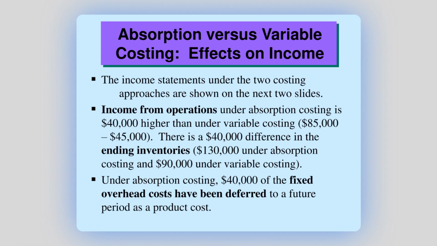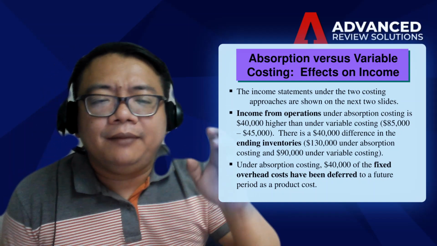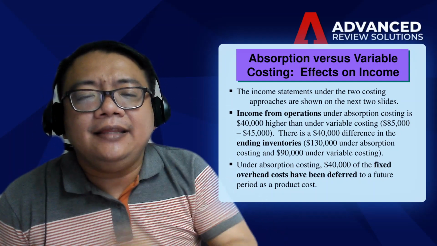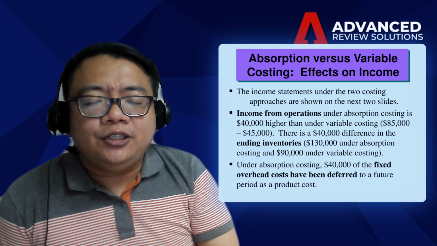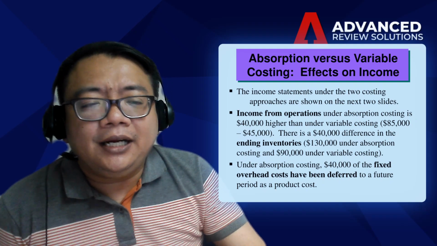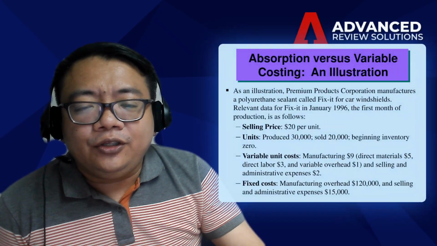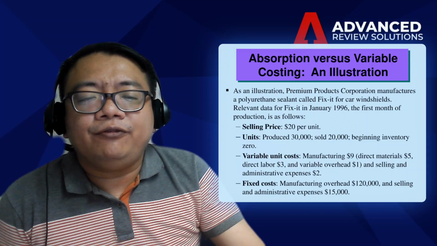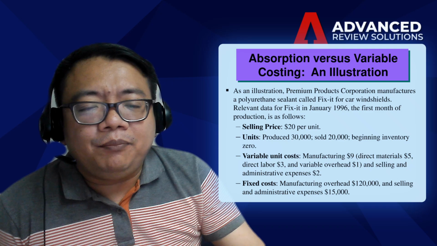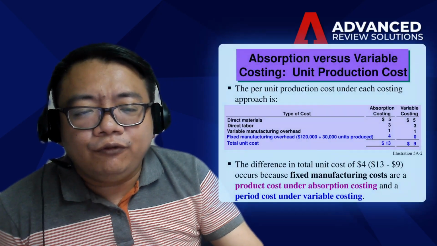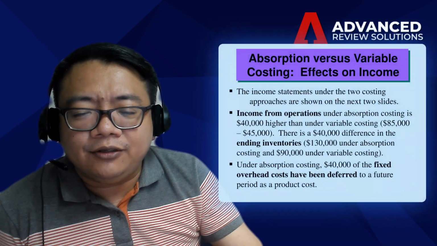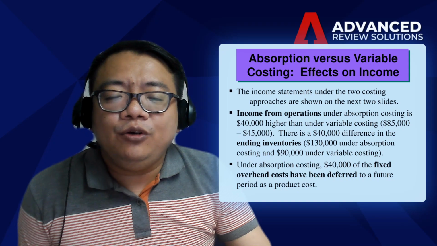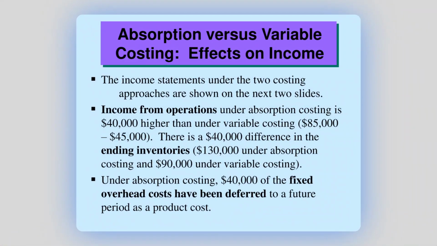So what would be the formula? The formula here is the ending inventory multiplied by your fixed manufacturing overhead rate. How much is our ending, class? 30 minus 20, you have 10. 10 to be multiplied by, if I remember right, 4. That means the difference is 40,000, and the same here, you have 40,000 as the main difference.